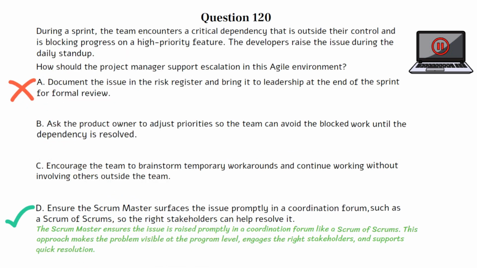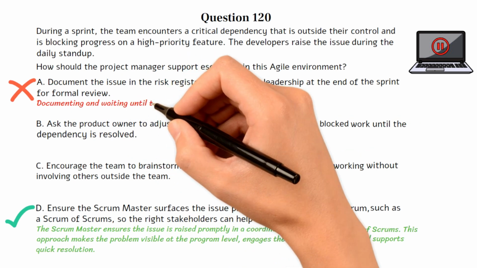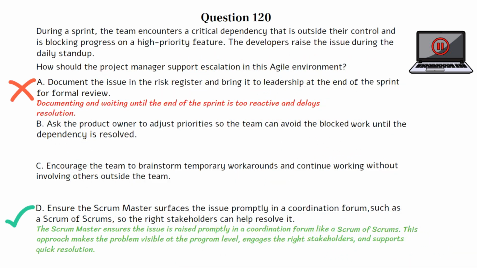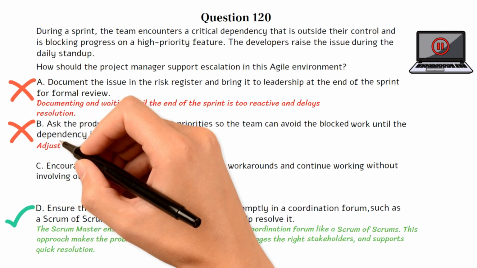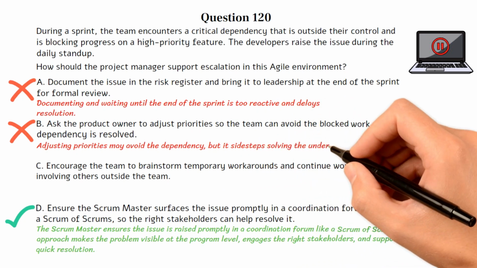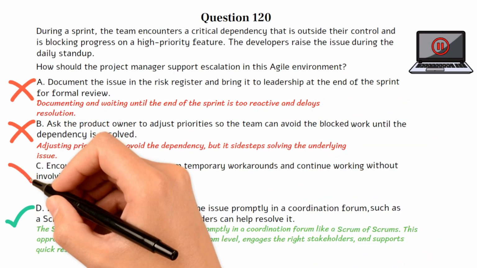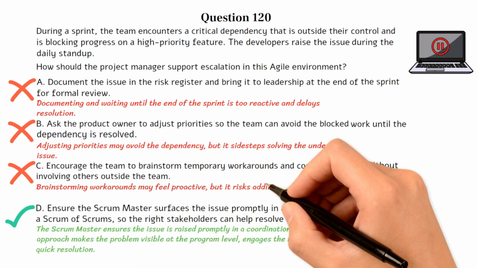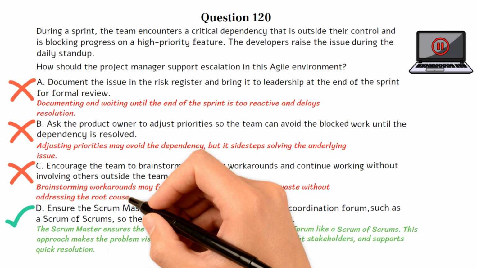Choice A is incorrect. Documenting and waiting until the end of the sprint is too reactive and delays resolution. Choice B is incorrect. Adjusting priorities may avoid the dependency, but it sidesteps solving the underlying issue. Choice C is incorrect. Brainstorming workarounds may feel proactive, but it risks adding waste without addressing the root cause.